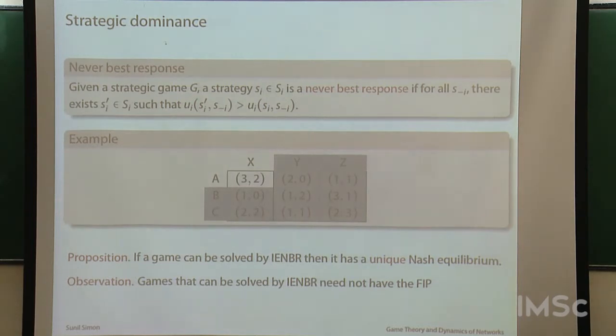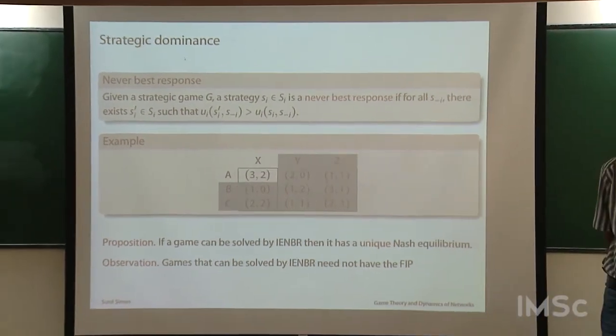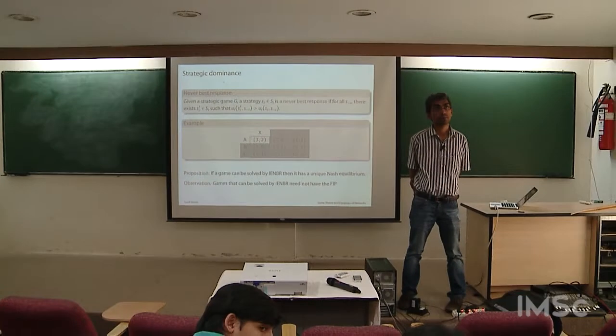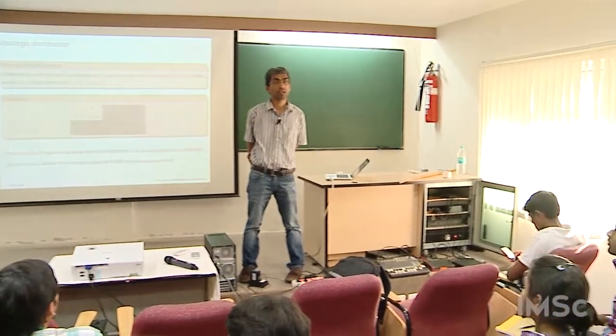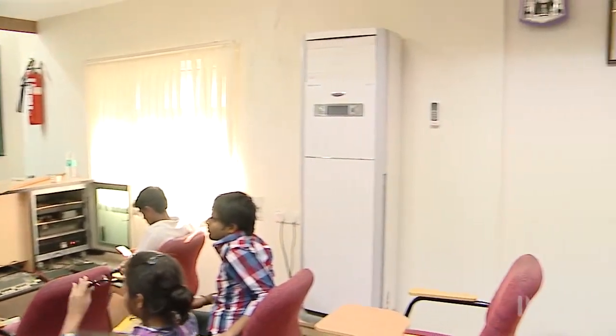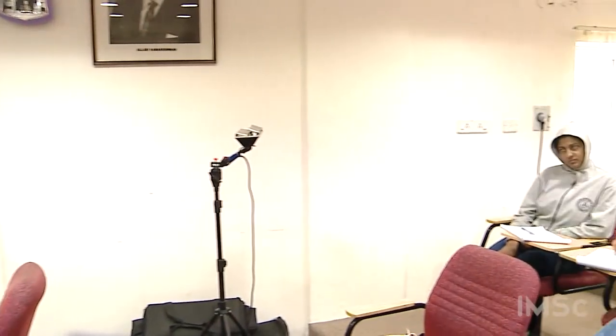Is there a relation between iterated never best response and being weakly or strictly dominated by mixing? Yes. So it also captures the strict dominance by mixed strategies. If a strategy is strictly dominated by a mixed strategy, then that strategy will also be a never best response. But not the other way around, right?